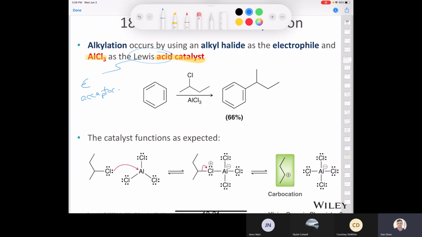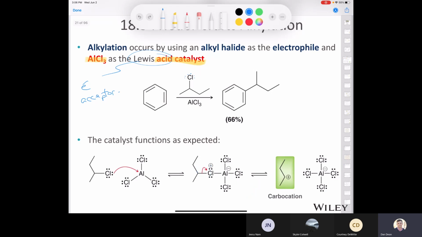Where is it going to accept the electrons from? Well, there are 3 lone pairs on the chlorine, so it's going to accept a pair of electrons from the chlorine to form this complex here, and then this bond here can break, and what do we end up with? A carbocation.